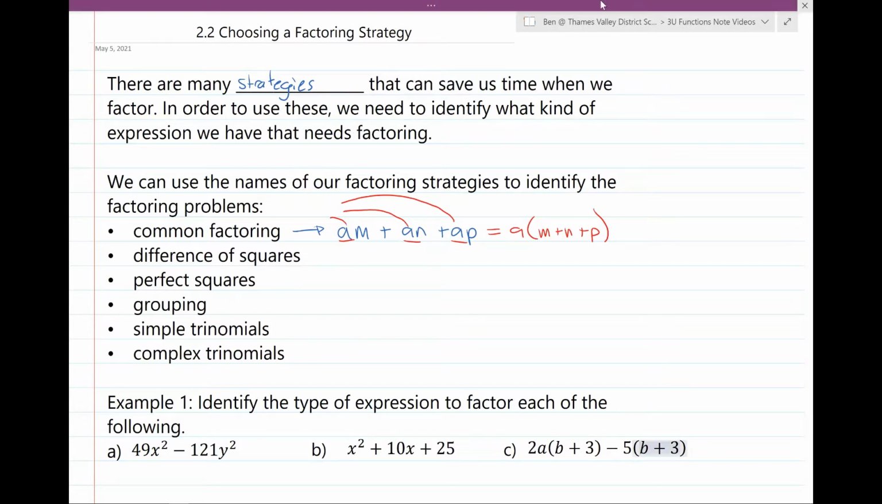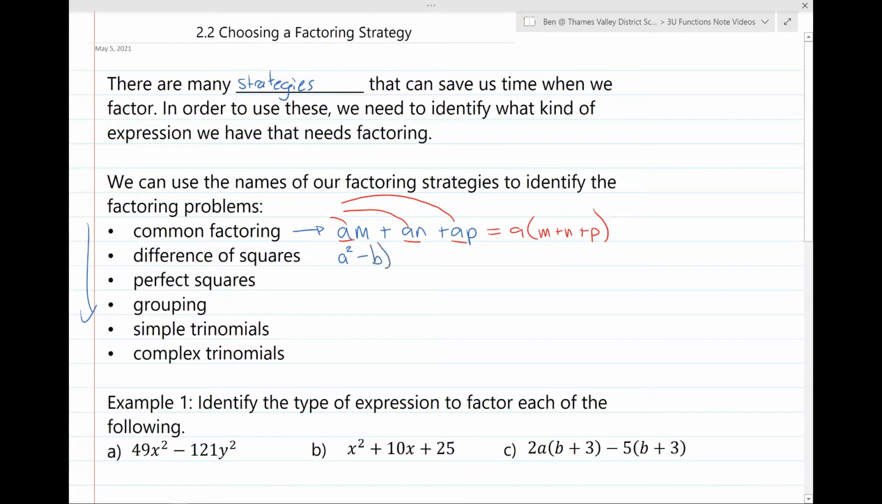Now, next we're going to take a look at a difference of squares. Again, I'm going to go pretty quickly through these because we have covered them already. A difference of squares looks of the form a squared minus b squared, where we have two square terms that are being subtracted one from the other. And when we factor this, it looks of the form (a plus b) times (a minus b).